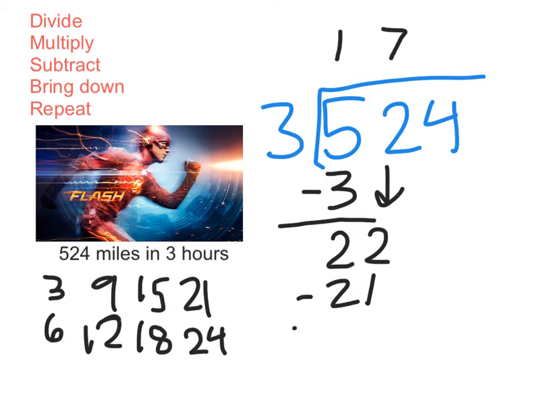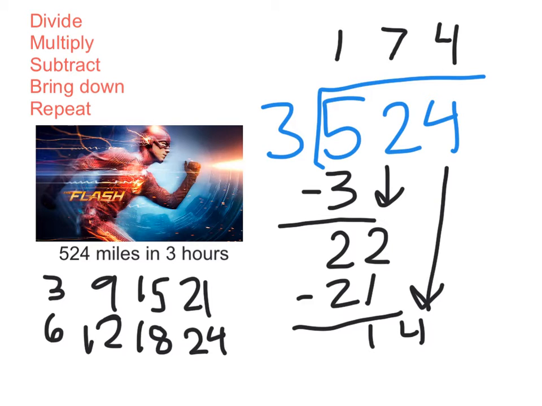Subtract it. 2 minus 1 is 1. Bring it on down. Now I repeat it again. Same concept. I already have my little chart made here, so I just need to figure out what I can get closest to 14 without going over. So 15 is too big, so 12 will be here. That's 1, 2, 3, 4. And so a 4 would go up top.